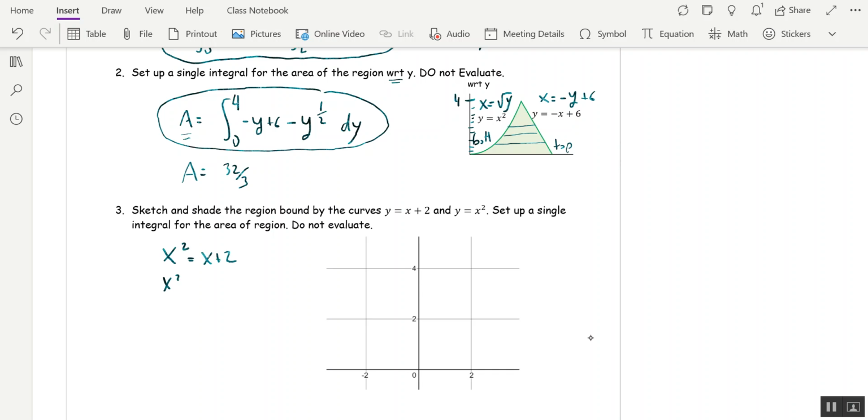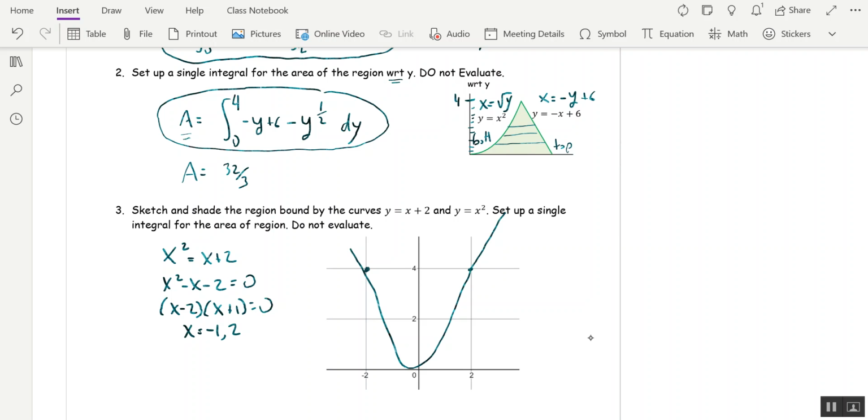Move everything to one side and factor. X minus 2, x plus 1 is 0. So x is negative 1 or 2. So they meet at negative 1 and 2. The parabola I can easily graph. Y equals x squared, when x is negative 2 and 2, y is 4. So that looks something like this.